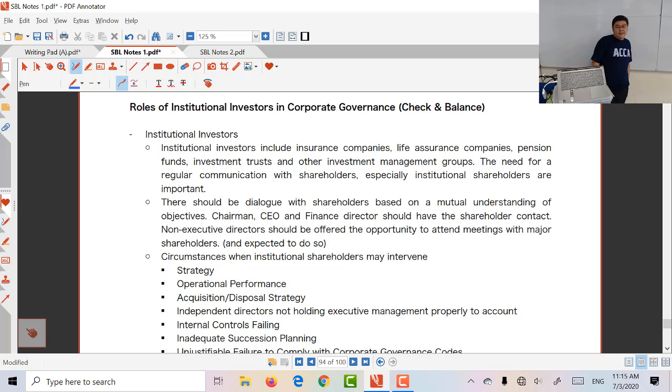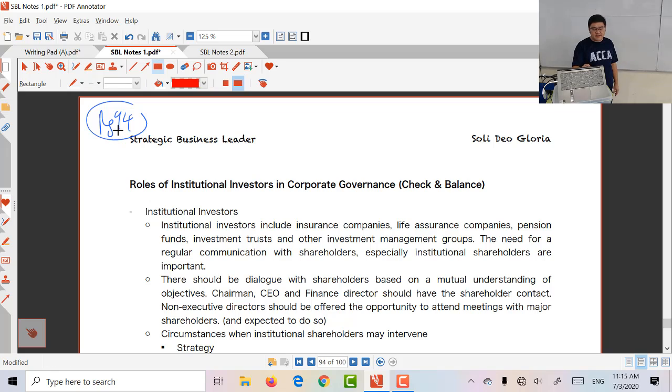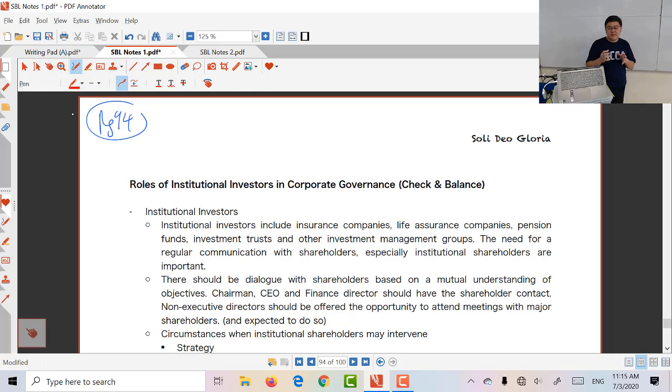Now, let's look at institutional investors. Whether you call them institutional investors or institutional shareholders, they're more or less the same thing. The only difference is before and after: you become an institutional shareholder because you have bought the share. What's the key difference?